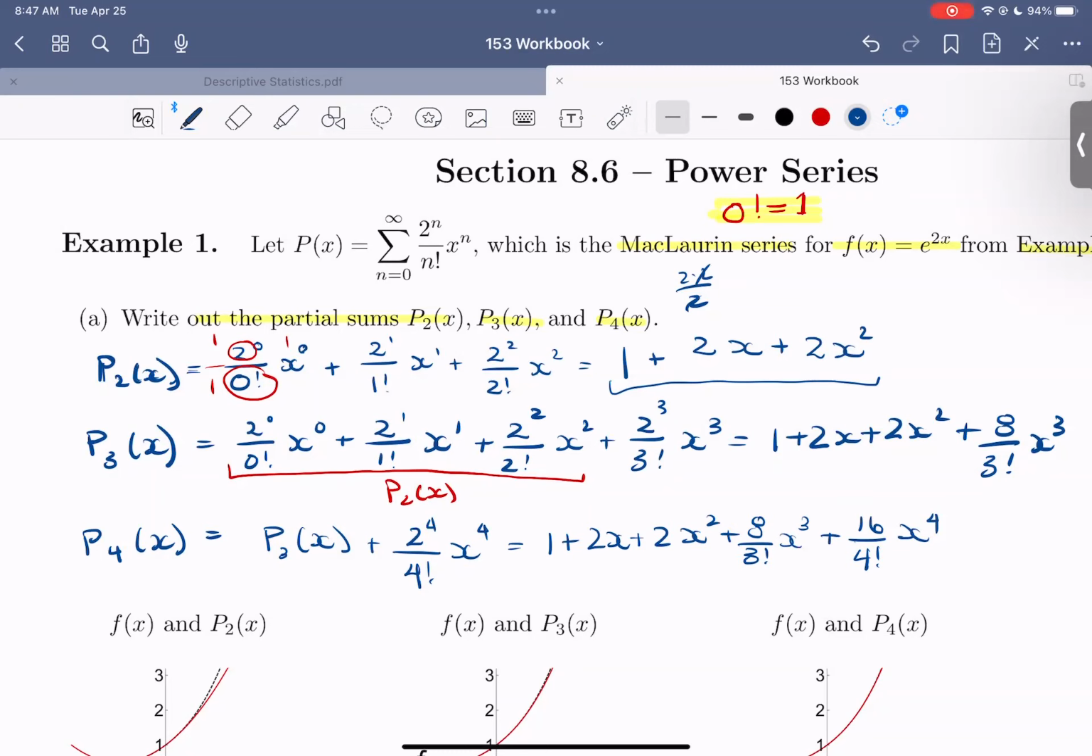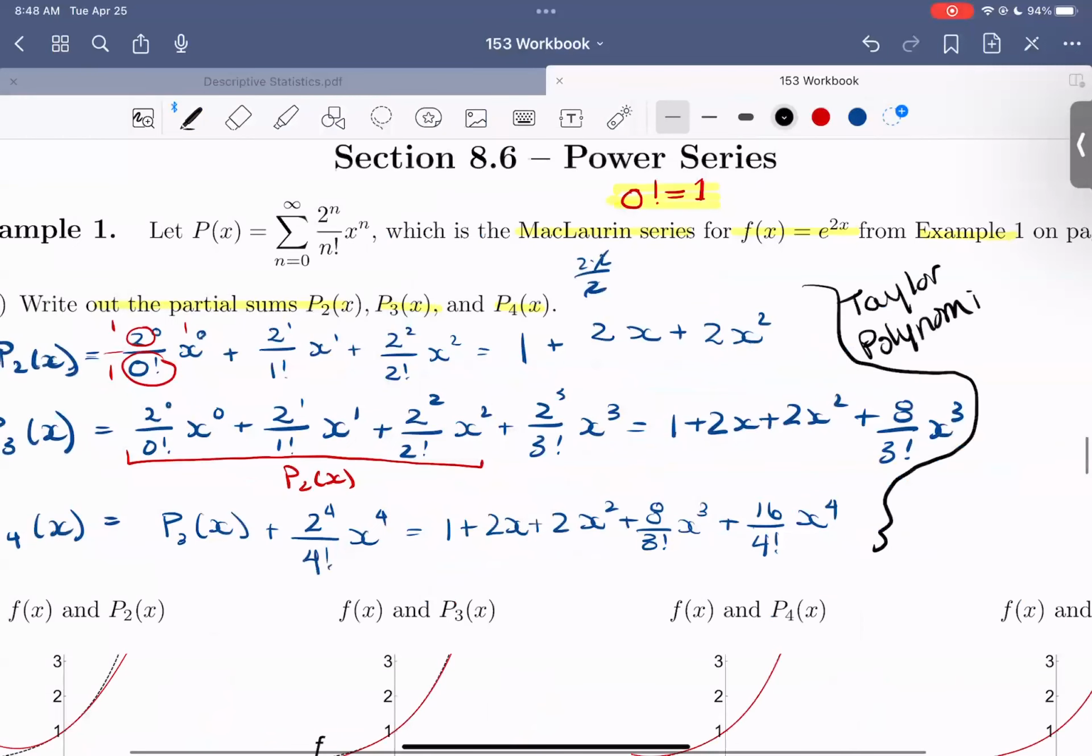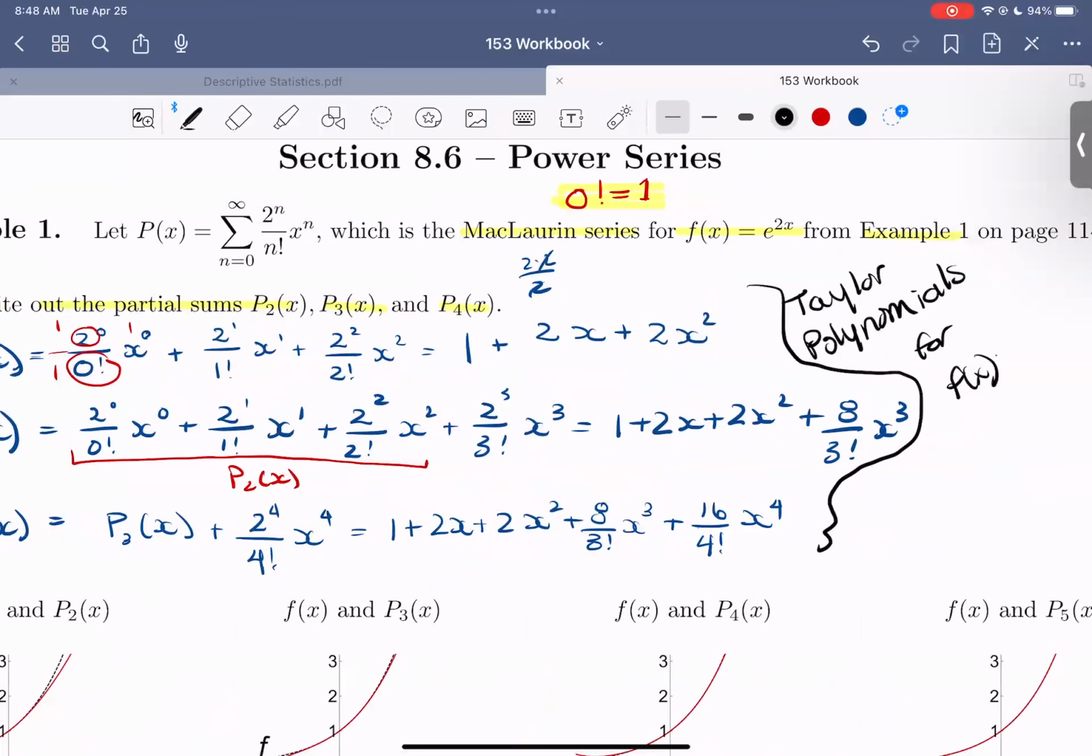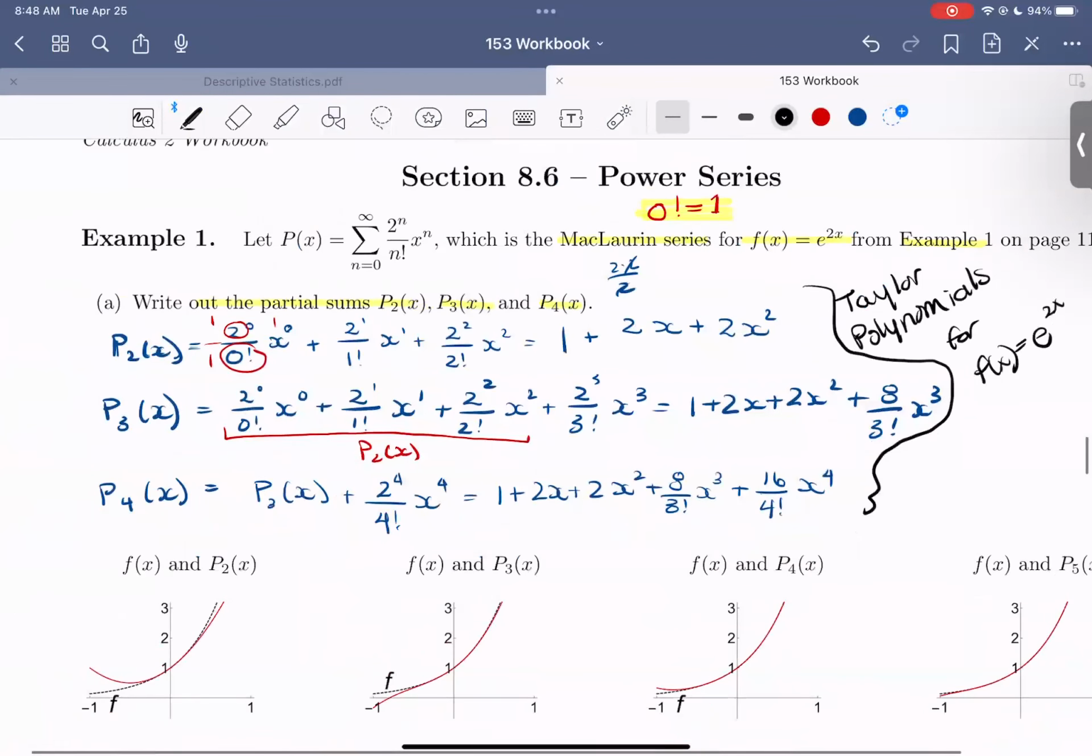All right. And so let's just recall these are the nth degree Taylor polynomials for our function e to the 2x. So I'm just going to write that down. What we just computed here are what are called Taylor polynomials for the function f of x equals e to the 2x. Specifically, Taylor polynomials of degree 2, 3, and 4.